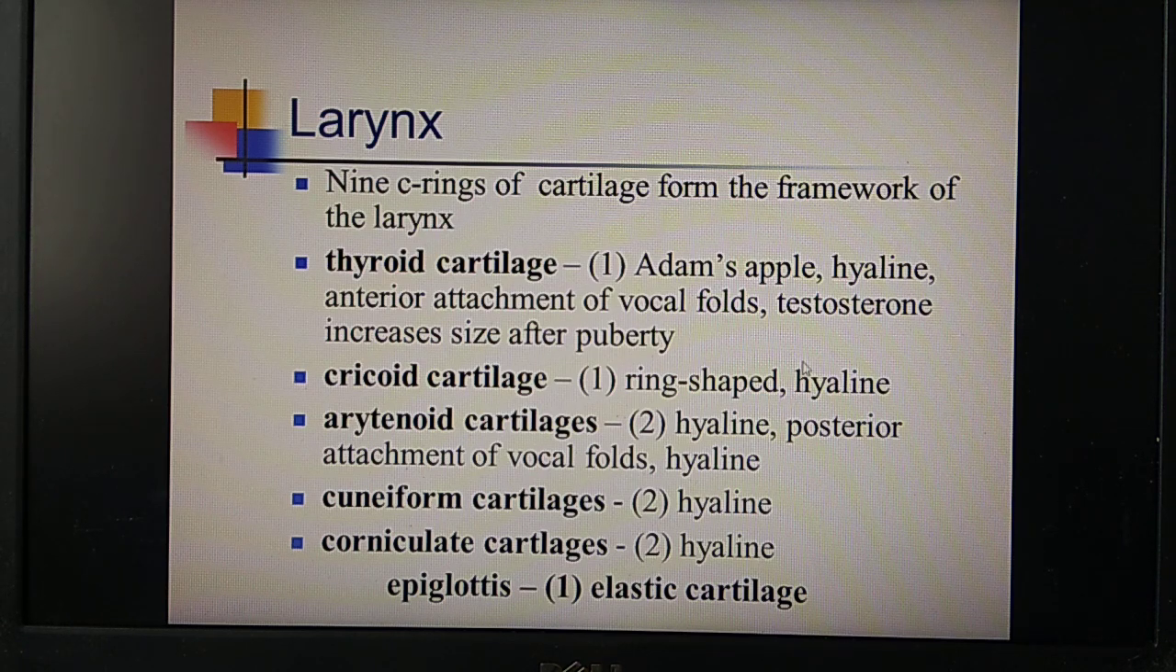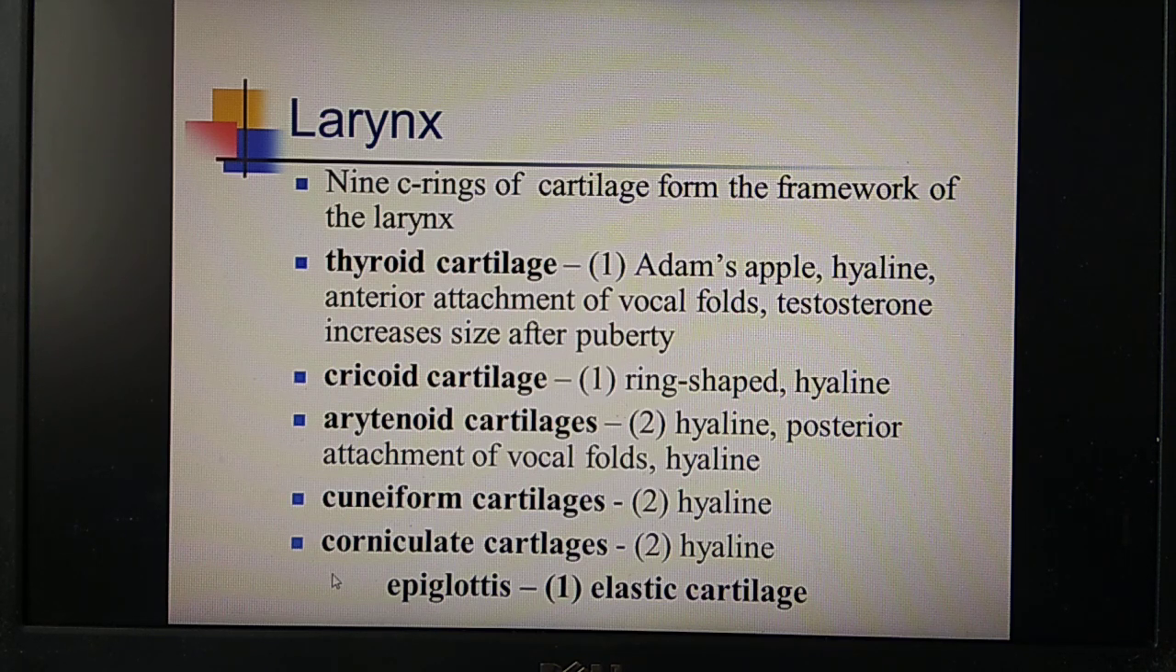It has a cricoid cartilage, which is a ring-shaped hyaline cartilage, and there is an arytenoid cartilage, which is hyaline cartilage as well as the posterior attachment of the vocal folds, which include the vocal cords. The vibration of these vocal cords produces the voice. Cuneiform and corniculate cartilages are also types of hyaline cartilage, and the larynx also consists of the epiglottis, which is an elastic cartilage. Sometimes in exams they may ask you the types of cartilages found in the larynx. You have to name them as thyroid cartilage, cricoid cartilage, arytenoid cartilage, cuneiform cartilage, corniculate cartilage, and including elastic cartilage.